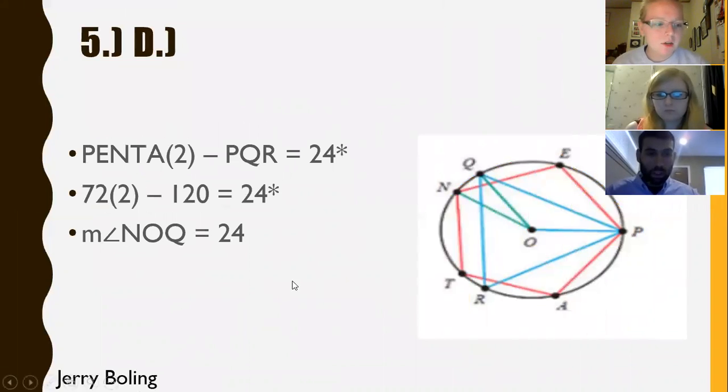All right, Jerry, will you explain how to solve the angle for NOQ? Yes, you take the pentagon, which is PENTA, multiply it by 2, minus the triangle PQR, and you get 24 degrees. And here it shows down below the numbers of that, which is 72 degrees times 2 minus 120 degrees, which equals 24 degrees. And that is the angle of NOQ. Thank you so much.